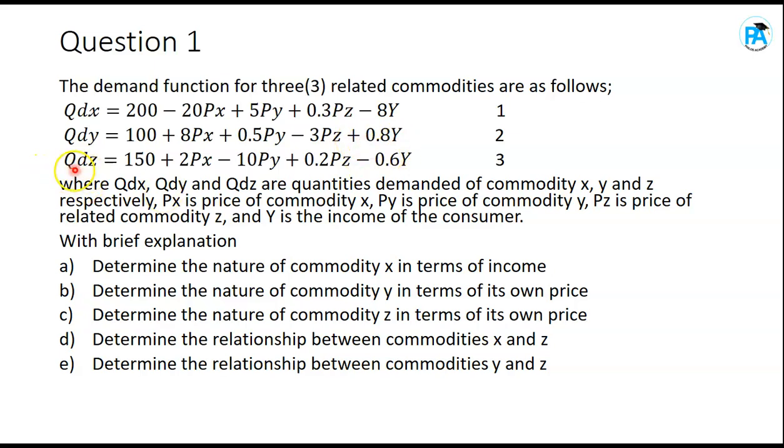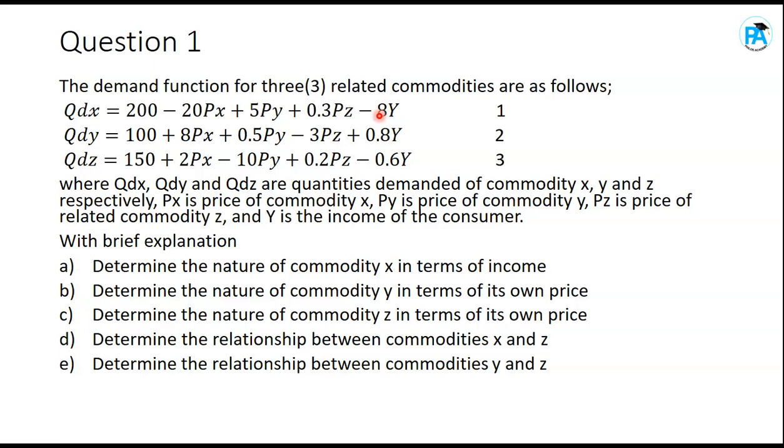Then if another question had asked you for commodity Z in terms of income, you would have checked quantity demand of commodity Z and income. It is negative, so it's inferior, just like the first one. So that is A. But A is just asking for X in terms of income, so you only answer X in terms of income and go. I'm just explaining the rest so that you know.